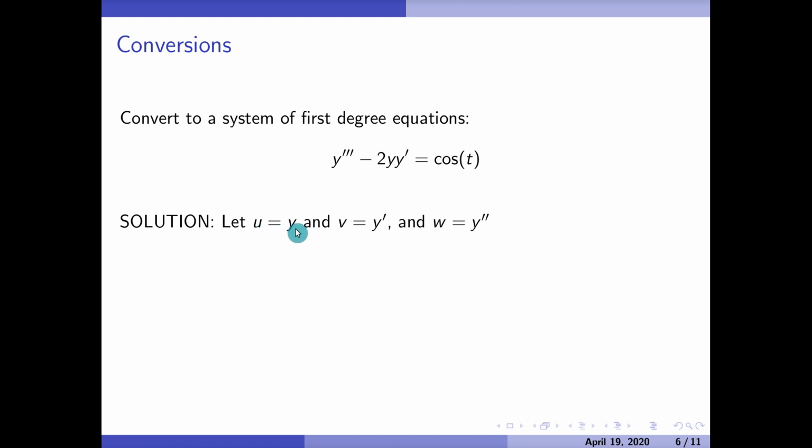u prime is equal to y prime, and y prime is equal to v, so therefore u prime is equal to v. v prime is equal to y double prime, and y double prime is equal to w, therefore v prime is equal to w. And then finally, w prime is equal to y triple prime.